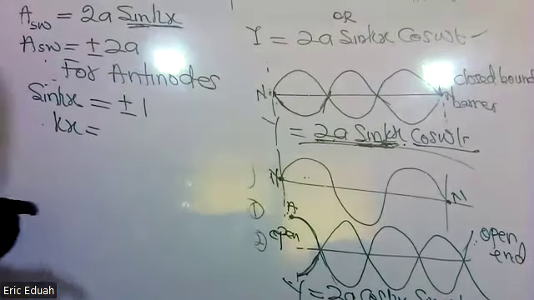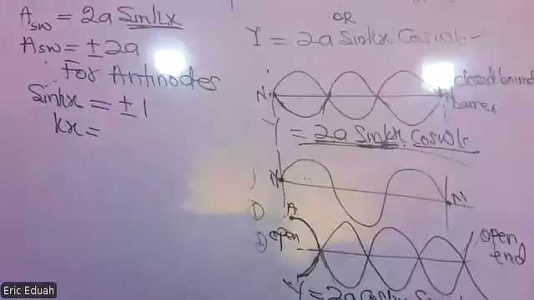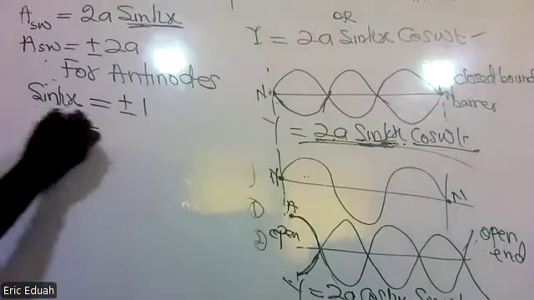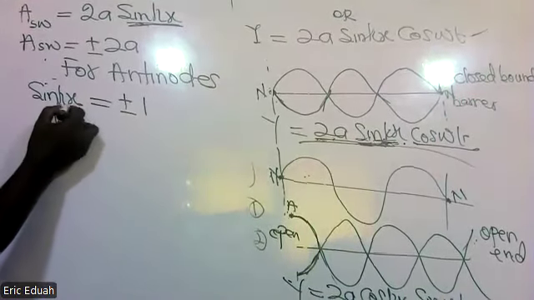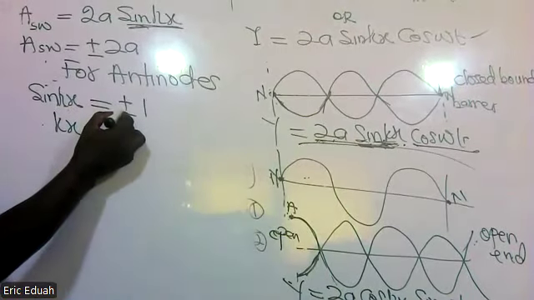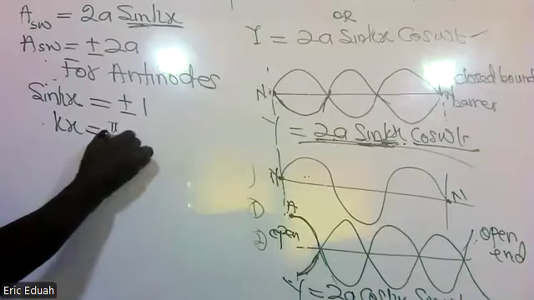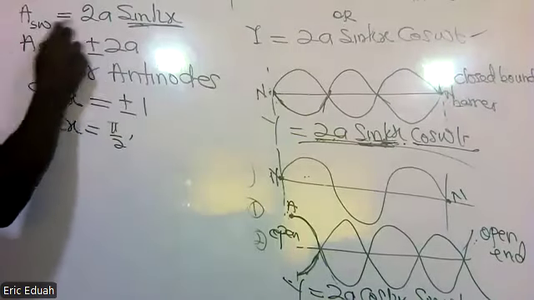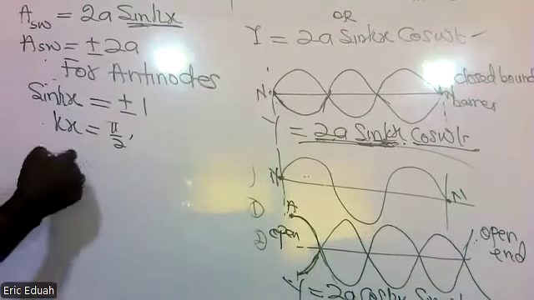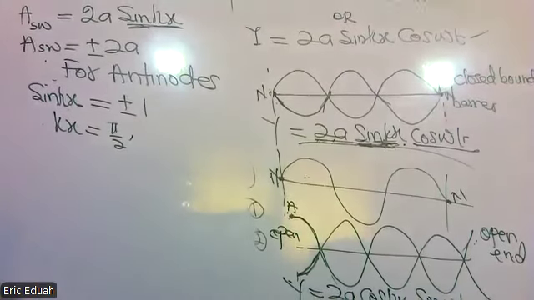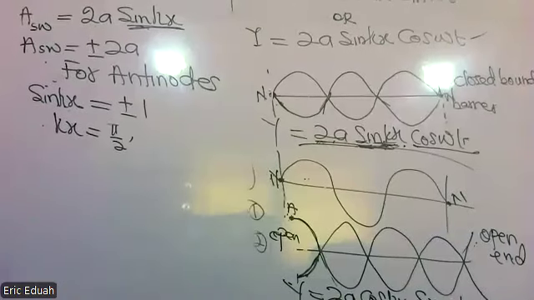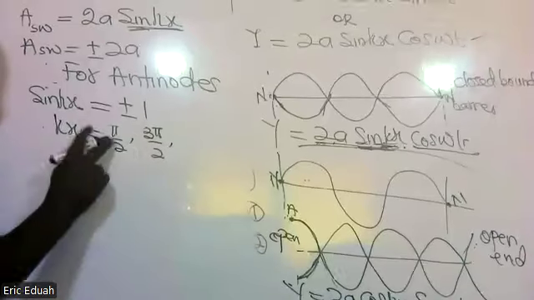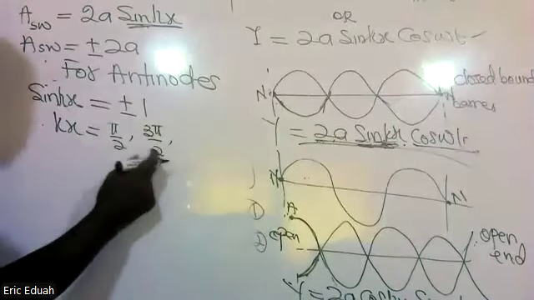In simple harmonic motion, angular measurement is in radians. This is the reason why we change angle from degrees to radians. So when kx or theta is 90 degrees, that is pi on 2, and sin is 1. This is one possible angle where the amplitude will be equal to 2a. The other angle we saw is when theta or kx is equal to 270, which is 3 pi on 2.